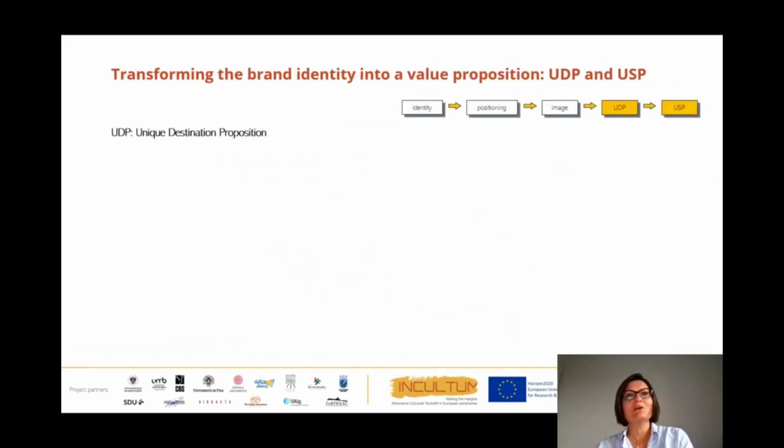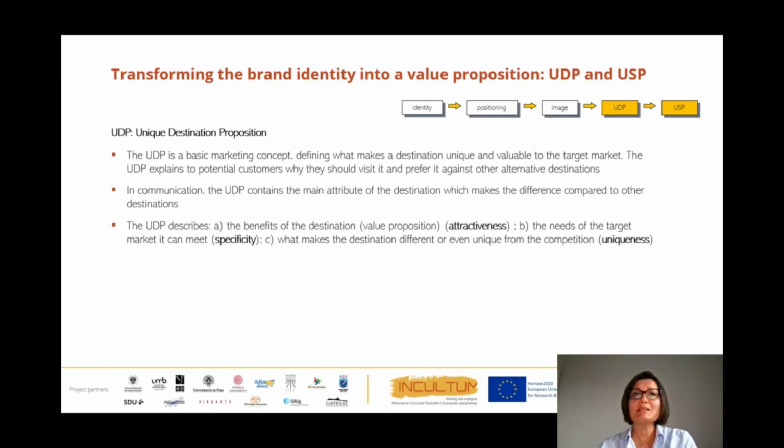We continue on our logical path and arrive at the fourth step, the one dedicated to the UDP, Unique Destination Proposition. The question here is, how can I condense the value of the destination into a single proposal? The UDP is a basic marketing concept defining what makes a destination unique and valuable to the target market. The UDP explains to potential customers why they should visit it and prefer it against other alternative destinations. In communication, the UDP contains the main attribute of the destination which makes the difference when compared to other destinations.